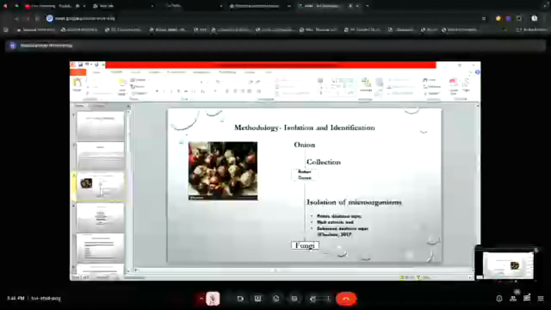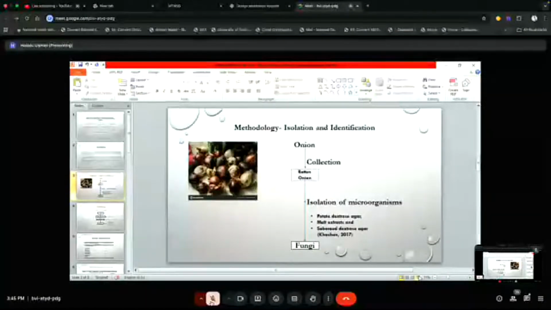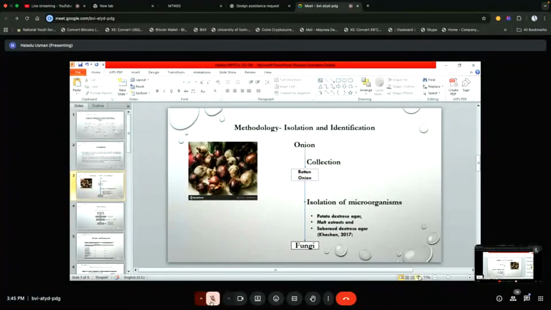For isolation, each sample was surface sterilized with sodium hypochlorite for 2 minutes, that is bleach. Rinsed thrice with sterile distilled water and incubated on potato dextrose agar. The plates were incubated for 5 to 7 days at 25 degrees Celsius plus or minus 2. After this time, fungal colonies were subcultured to obtain isolates.